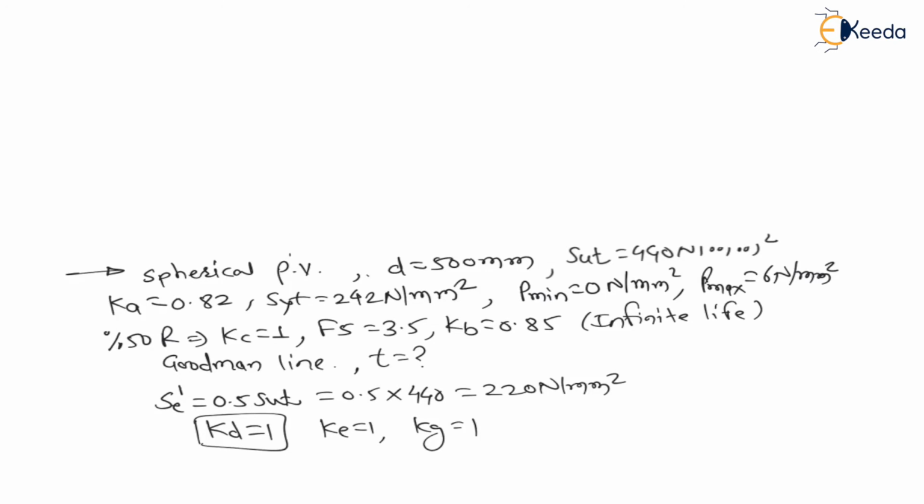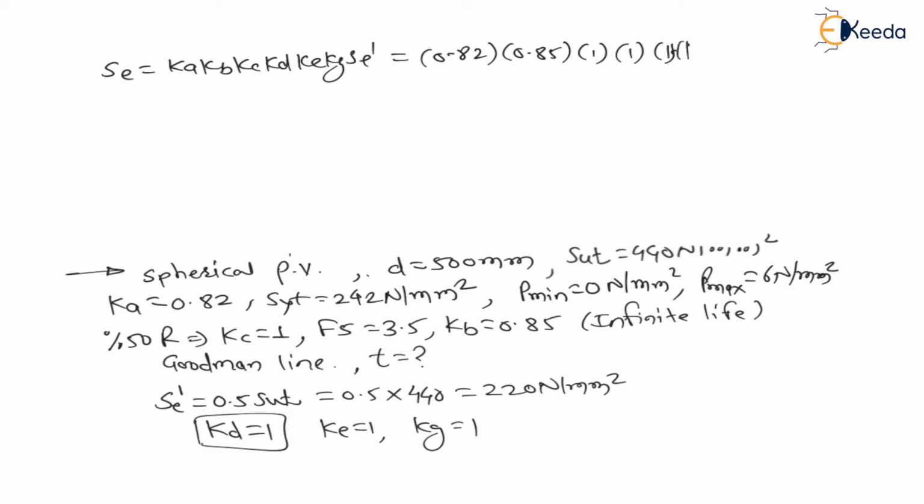Now we have to find the corrected endurance strength, which is Se equal to Ka, Kb, Kc, Kd, Ke, Kg, Se dash. Put all the values: Ka is 0.82, Kb is 0.85, Kc, Kd, Ke, Kg are all 1, and Se dash is 220. From this calculation you will get Se equal to 153.34 Newton per mm square, the corrected endurance strength.